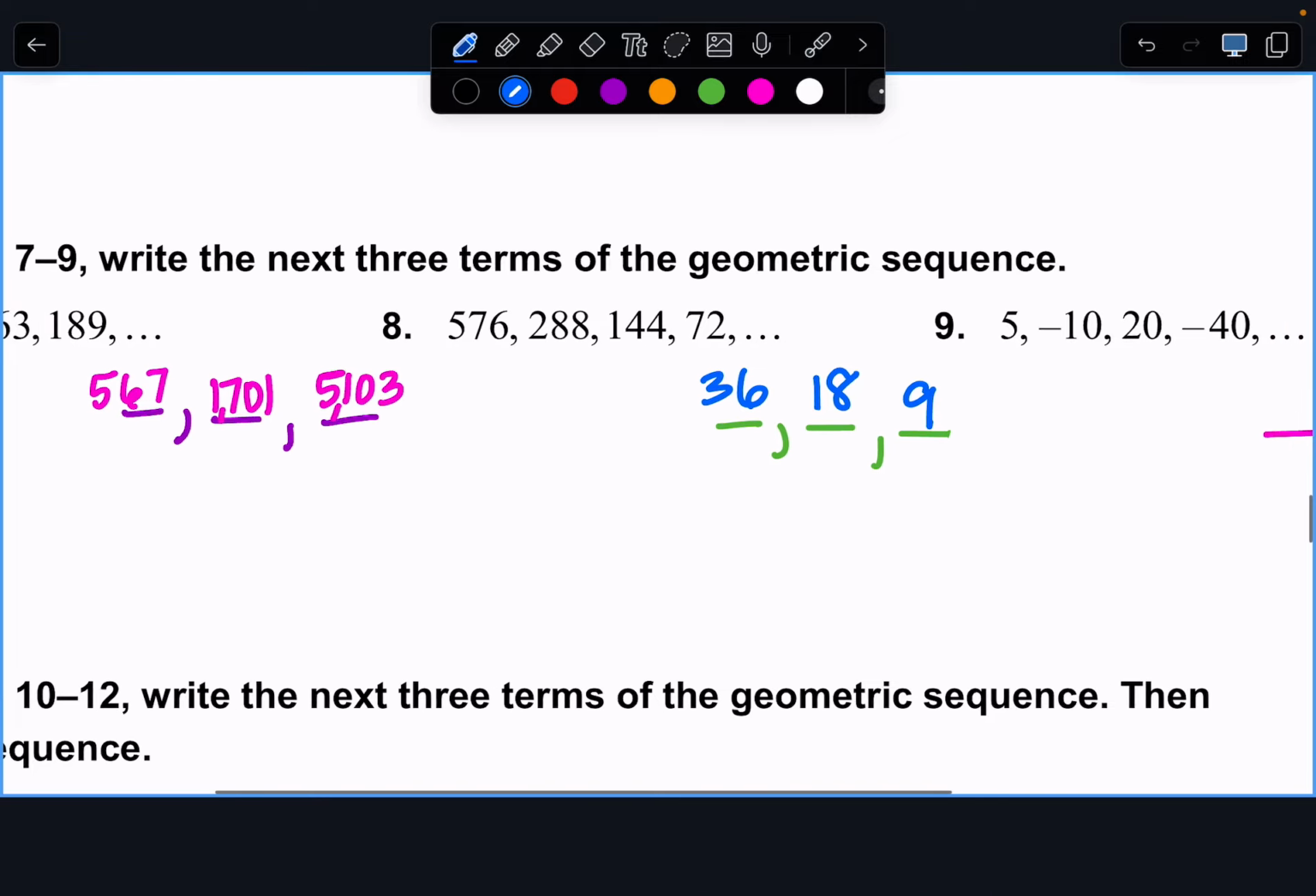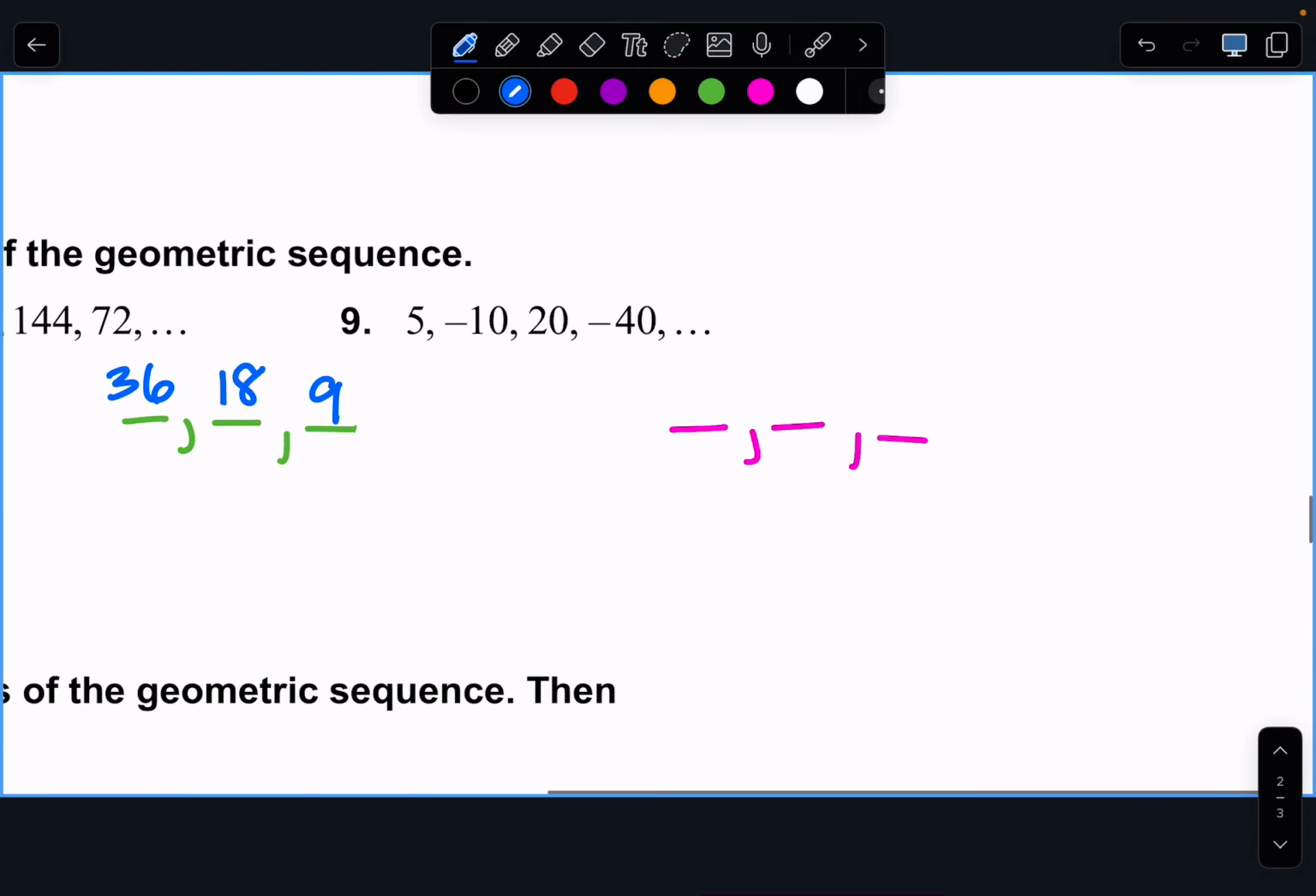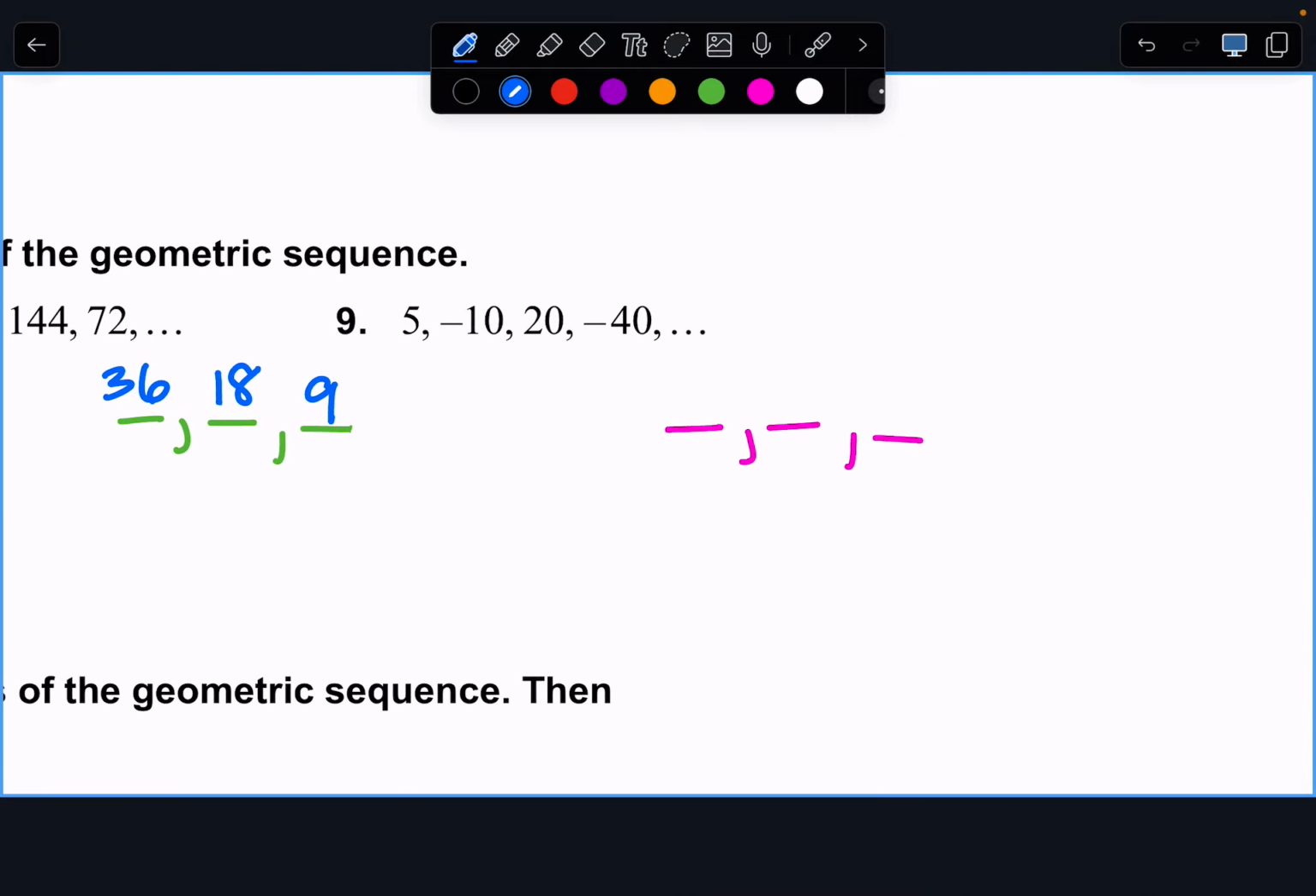I really like number 9. If every other number is positive, negative, what does that mean about the number we're multiplying by? It's a negative. A negative what? -2. So you should have 80, -160, 320. Okay. Cool.